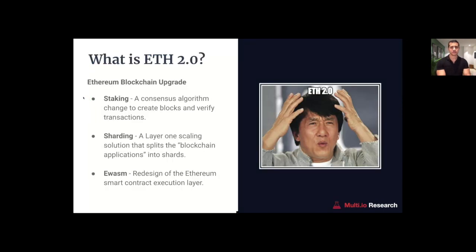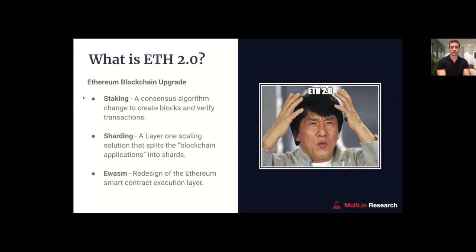So what is Ethereum 2.0? Ethereum 2.0 is a blockchain upgrade. The upgrade combines many new technologies that have been under research since 2014 by the Ethereum Foundation and the whole development community. It's being released in multiple phases, with each of these phases introducing one of the major technology components. Phase zero is all about staking. Staking is the consensus model change to create blocks and verify transactions by staking capital instead of mining.